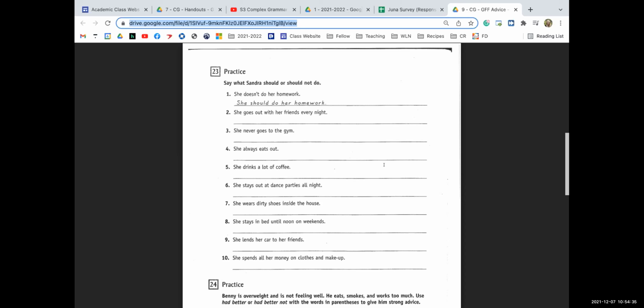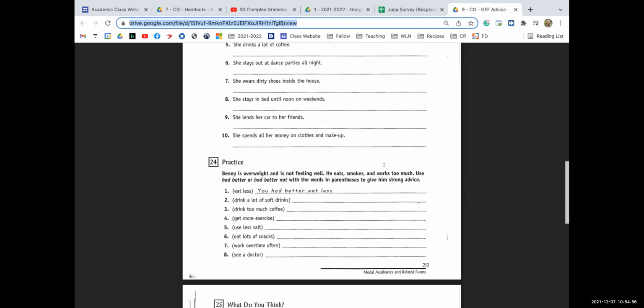She spends all her money on clothes and makeup. So she shouldn't spend all her money on clothes and makeup. And then you, teacher, you can scroll up, please.